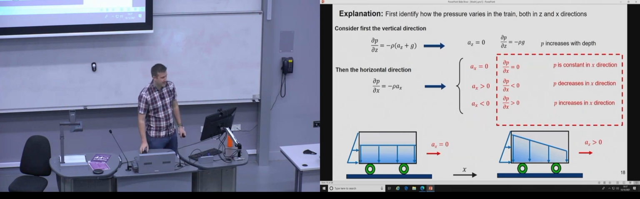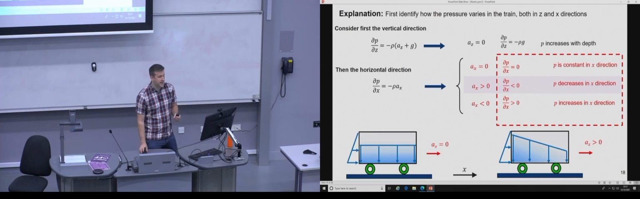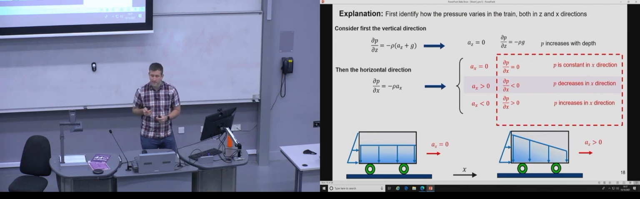If it's at rest, there's no acceleration in the x direction. So according to this formula here, if AX is 0, dP/dx is going to be 0 as well. If AX is positive, as is the case here, which is actually the case that we're looking at, then dP/dx is going to be negative, right? Because it has a negative in front of it. So the pressure is going to reduce in the x direction. And in the case where it's decelerating, the opposite is going to happen. If AX is negative, dP/dx is positive. So you get an increase in the pressure in the x direction.